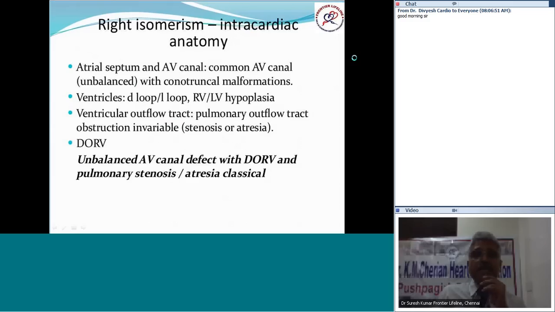And the intracardiac anatomy, the atrial septum and the AV canal, if you see, it's a common AV canal, and conotruncal malformations are common. So it's an unbalanced common AV canal with some form of outflow obstruction that is classical of right isomerism. The ventricles may be either loop, either ventricle may be hypoplastic, but more often it is a morphologic LV that is hypoplastic. And the ventricular outflow tract, pulmonary outflow tract obstruction is invariable. There is stenosis or atresia. And both great vessels generally tend to come out of the right ventricle. Therefore, an unbalanced AV canal with DORV and pulmonary stenosis or atresia is the classical feature of right isomerism.